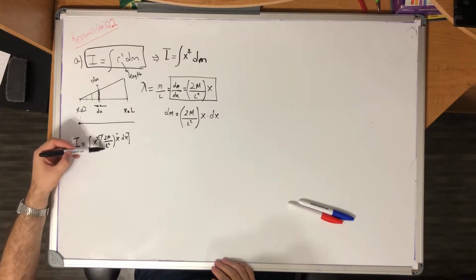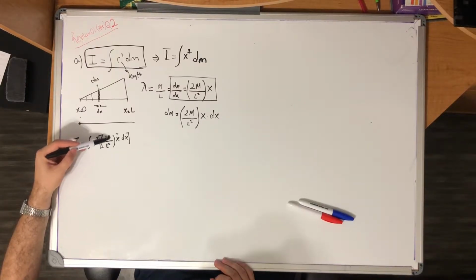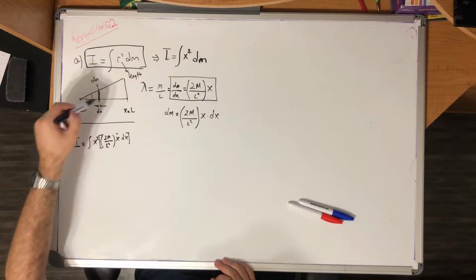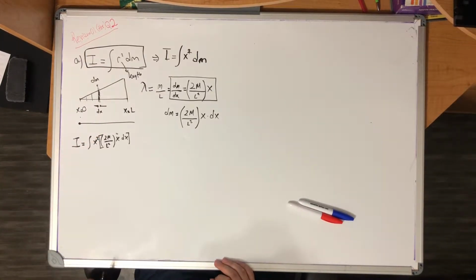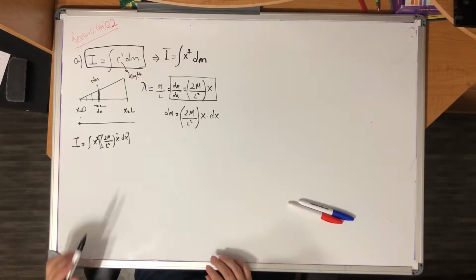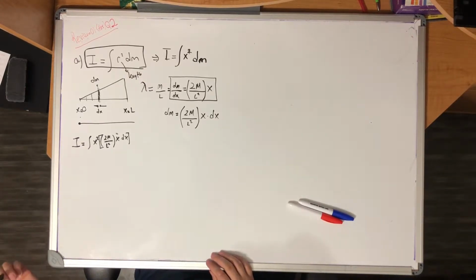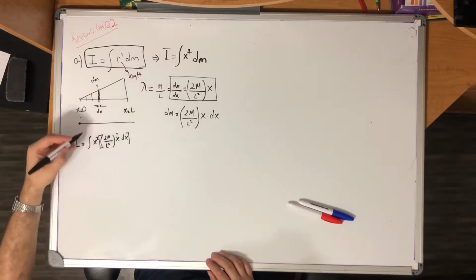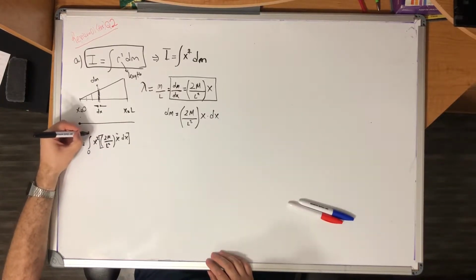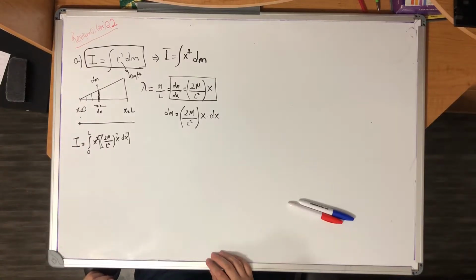This M and L are the total mass of the triangle, and length L is the total length of that triangle, the base of the triangle. So they are technically constants. My variable is x, and what are the boundaries again? I'm going to start from the 0 location and go up to the L location. So I'm going to go from 0 to L.